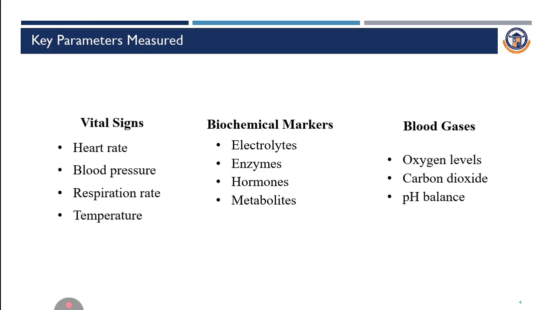The key parameters measured by these devices are heart rate, blood pressure, respiration rate, and temperature. So, continuous heart rate monitoring for early detection, and non-invasive blood pressure measurement to adjust medications, respiration rate analysis to optimize ventilator settings, temperature monitoring for infection detection, and then in the biochemical markers, electrolyte balance assessment for fluid therapy guidance, enzyme level measurement to evaluate organ function, hormone analysis for endocrine disorder management, and medication concentration monitoring for dose optimization.